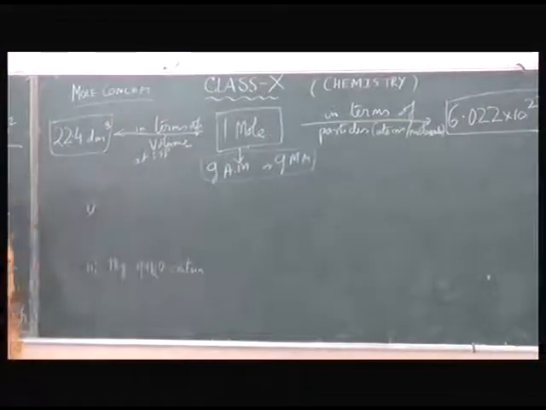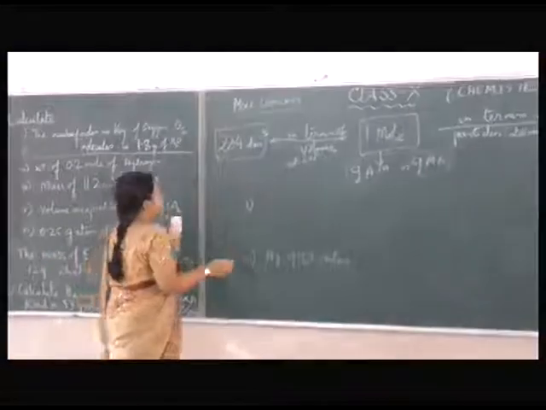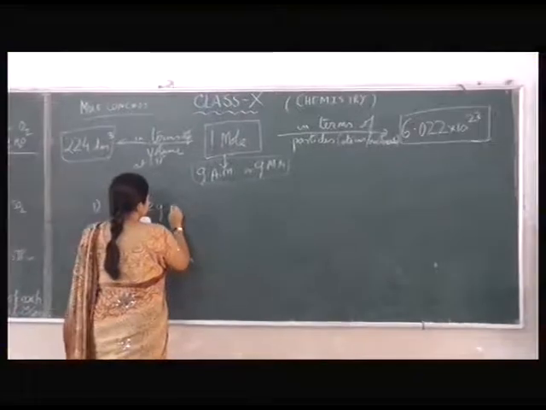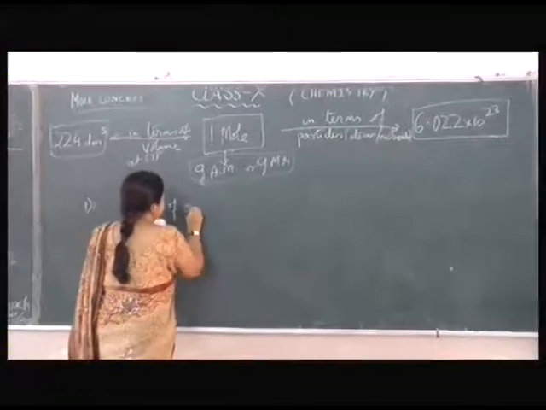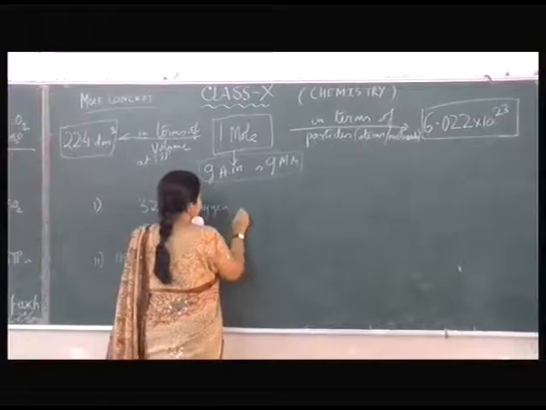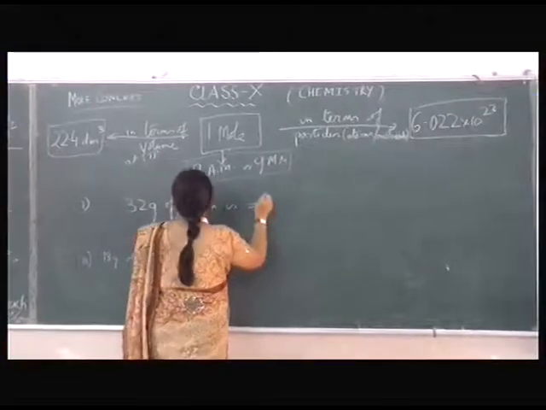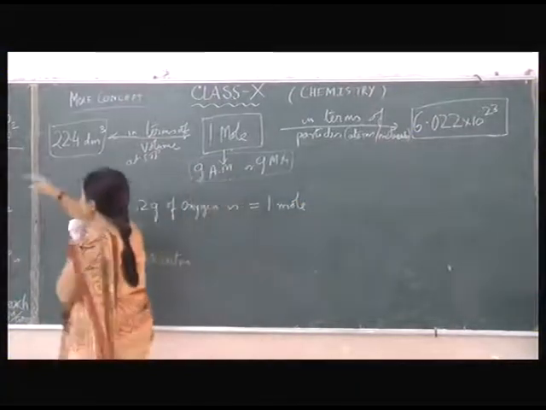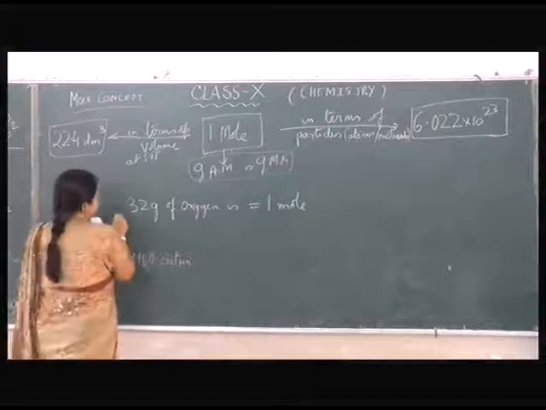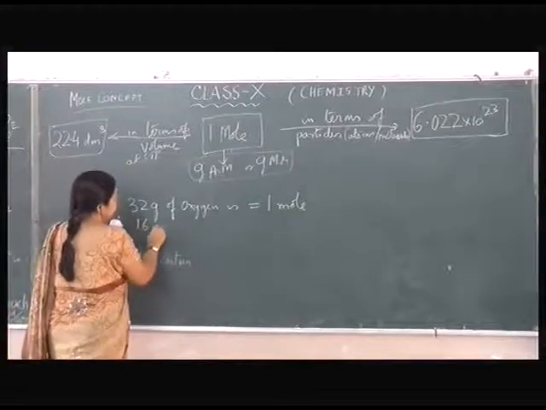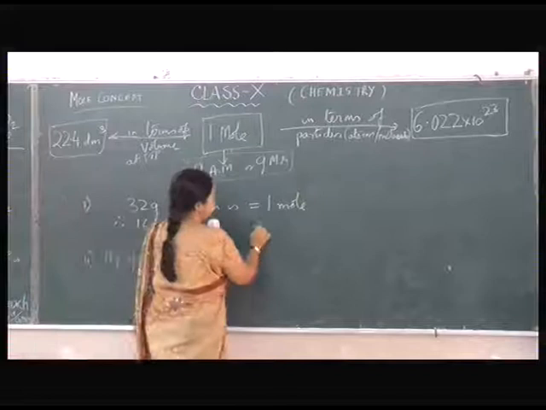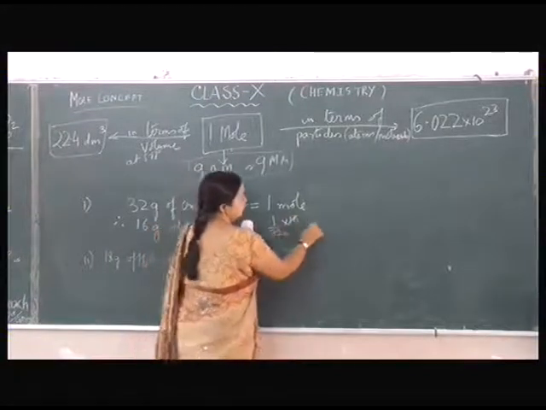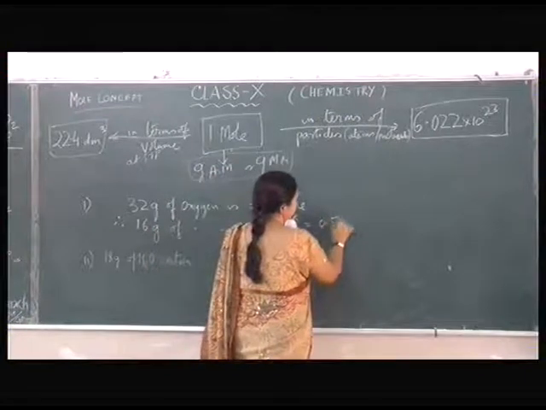We write what is asked, the number of moles. So 32 grams of oxygen is equal to 1 mole. And what is asked? The number of moles in 16 grams. Therefore, 16 grams of oxygen is equal to 1 by 32 into 16. That is half. That is equal to 0.5 moles.